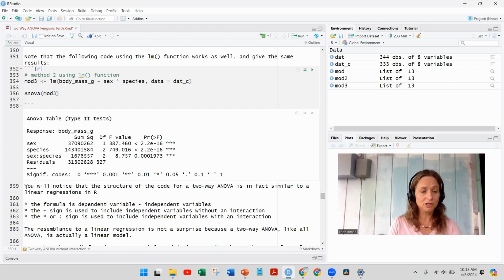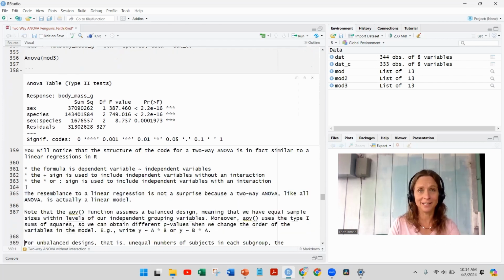So you will notice that the structure of the code for a two-way ANOVA is in fact similar, or really the same as for a linear regression in R. And the formula is dependent variable tilde independent variables. The plus sign is used to include independent variables without an interaction, and the multiplication sign or the asterisk or colon sign is used to include independent variables with an interaction. The resemblance to a linear regression is not a surprise because a two-way ANOVA, like all ANOVA, is actually a linear model.